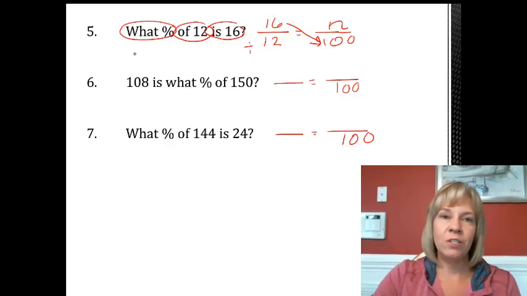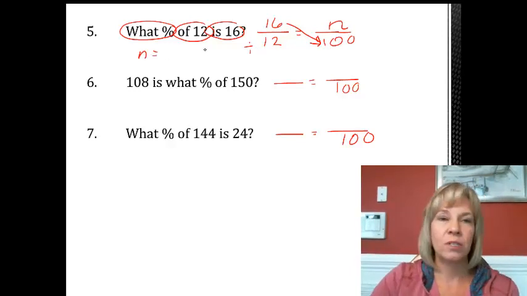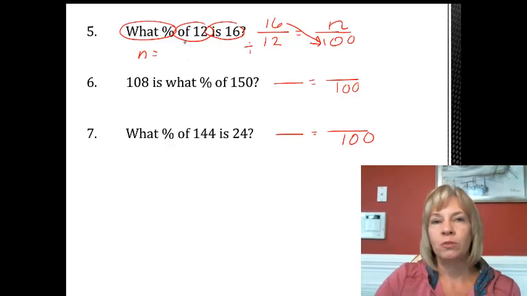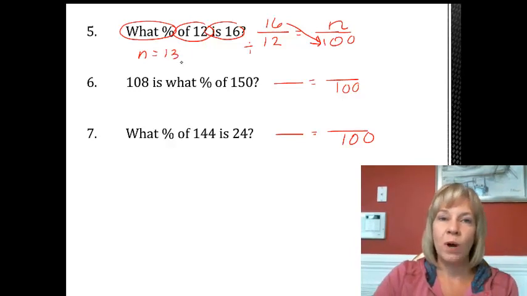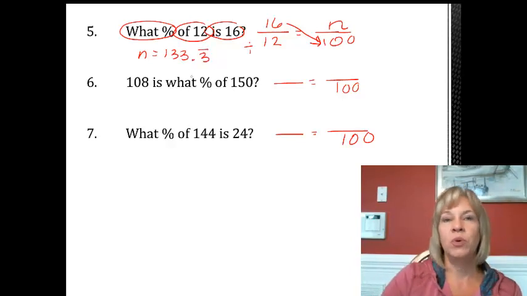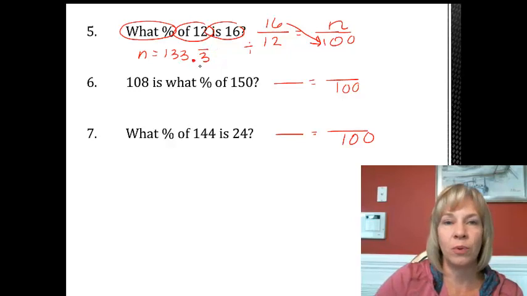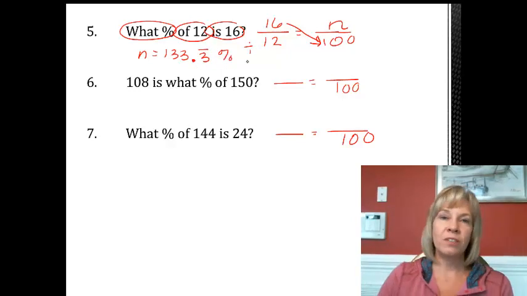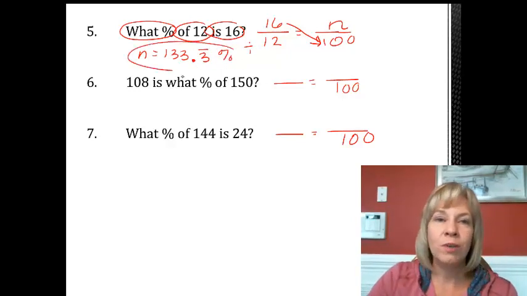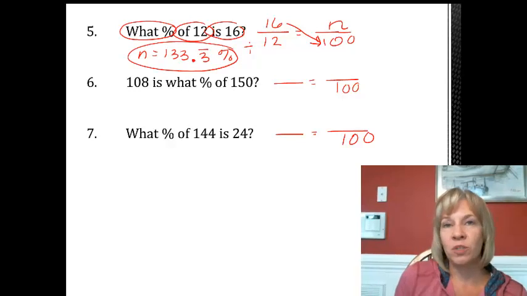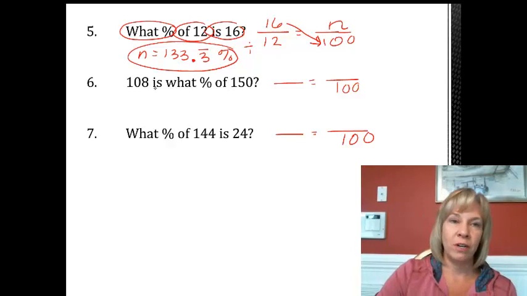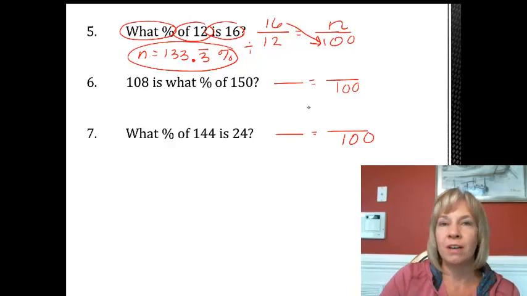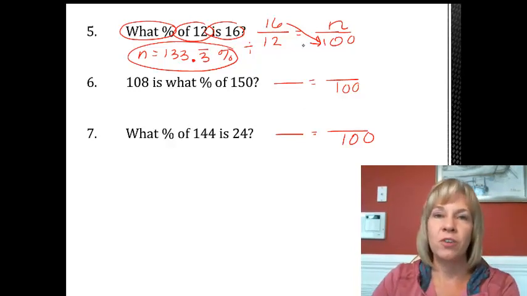So it went a little bit differently this time. Then we divide by 12 and N equals, what did you get for that one? Remember it's a percent, kind of a different answer. 133.3 repeating. So put a bar over your last 3 and your percent sign. So you can have repeating decimals on percents. All right, I want you to pause the video and go ahead and do numbers 6 and 7 on your own, and then turn the video back on.